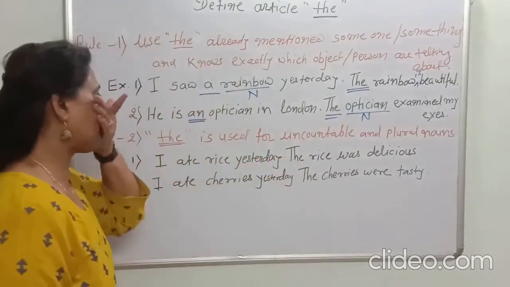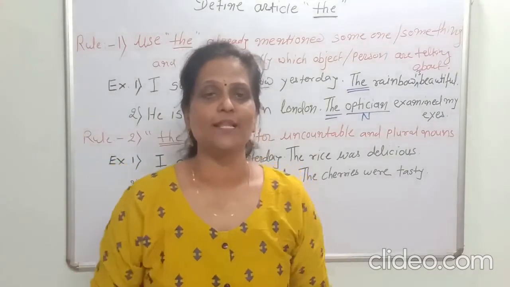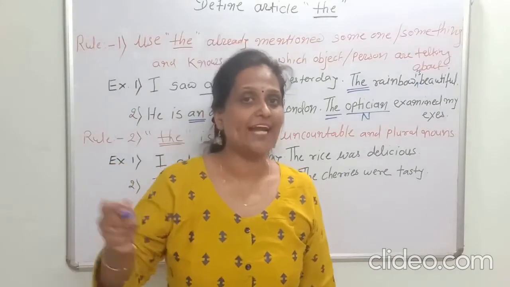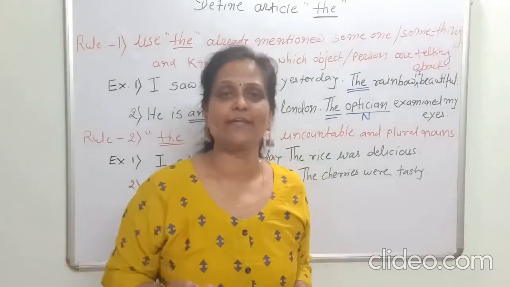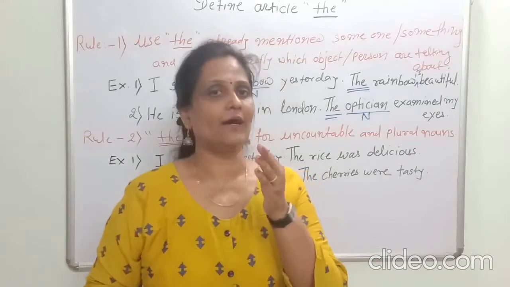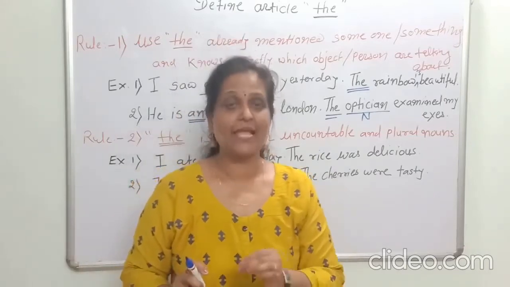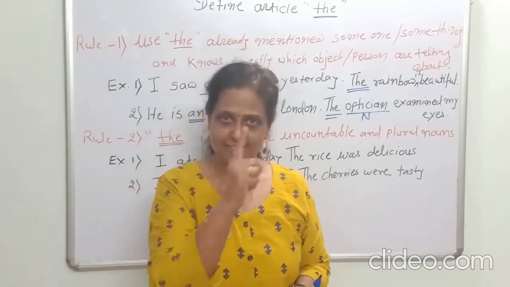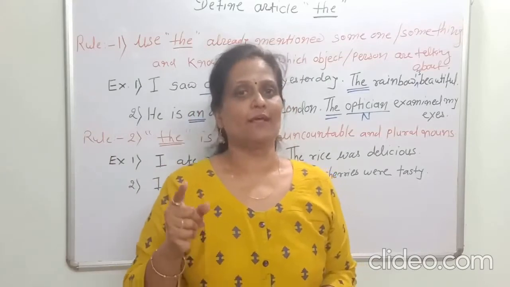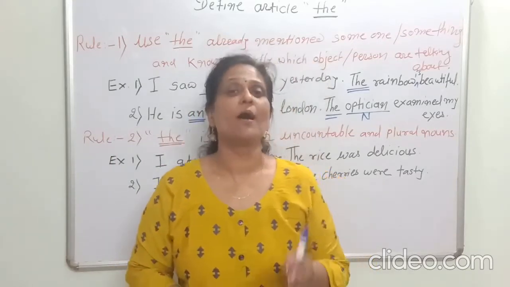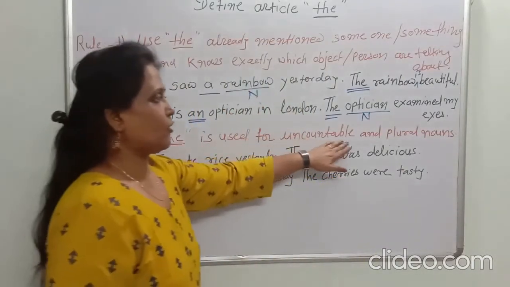Okay, so next rule. Now the is used for uncountable and plural nouns. So we had learned in the last videos about a and an in defined letters. When I taught you, a and an cannot be used with uncountable nouns and plural nouns, but the article the we can use with uncountable nouns and with plural nouns. Okay, let's see the examples.